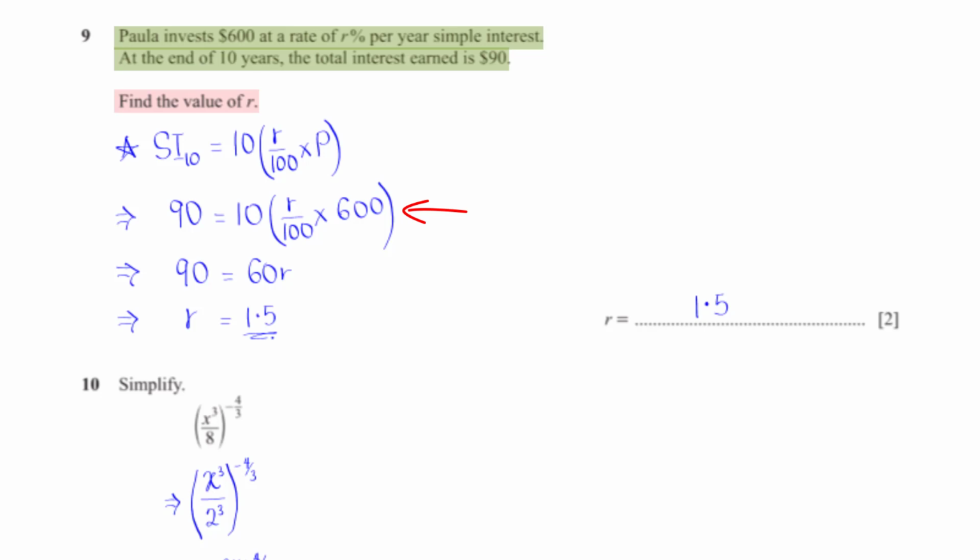And so we have 90 equals 10 times R over 100 times 600. 10 times 600 divided by 100 gives us 60. And so we have 90 is equal to 60R. When we make R the subject, we have 90 divided by 60, which gives us 1.5.